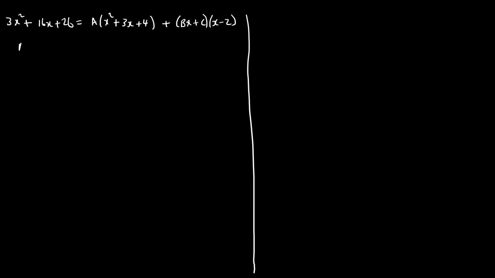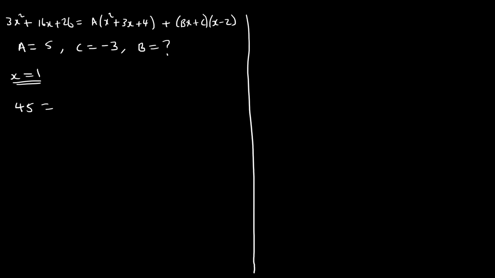We already calculated a to be 5. We calculated c to be minus 3. Now we are left with b. So we say now we can substitute any value. We already used x equals to 2 and x equals to 0. But we haven't used positive 1 and negative 1. So let's use 1. So if I substitute 1 on the left hand side, I'll have 3 plus 16 plus 26. I'll have 45.